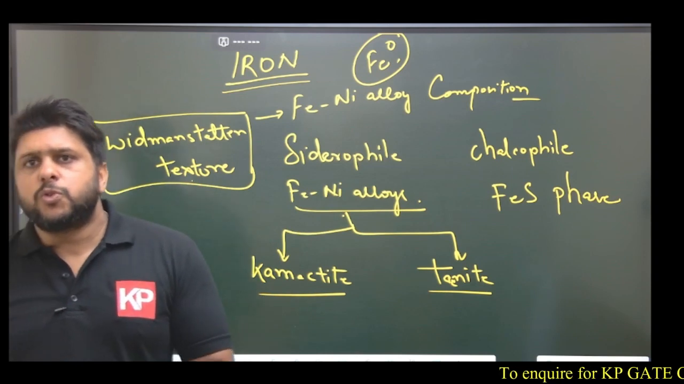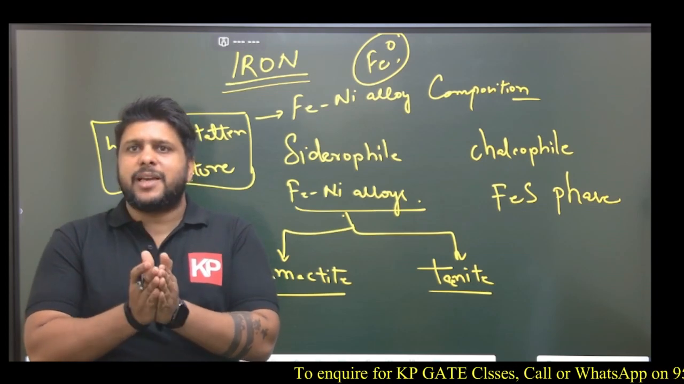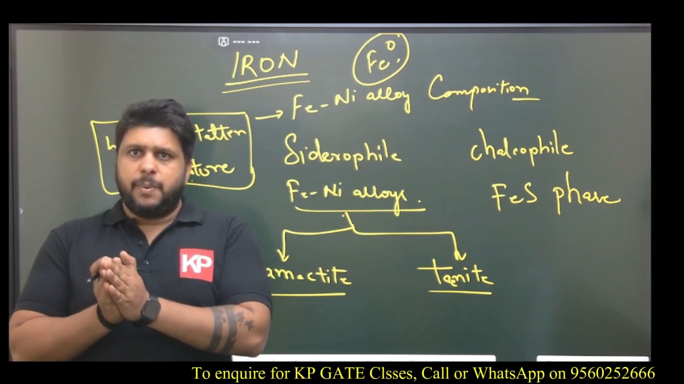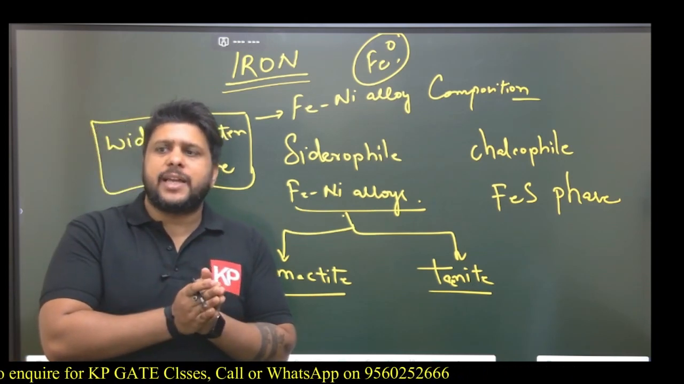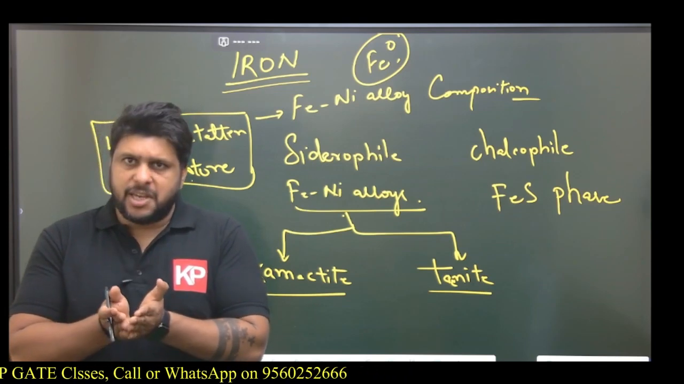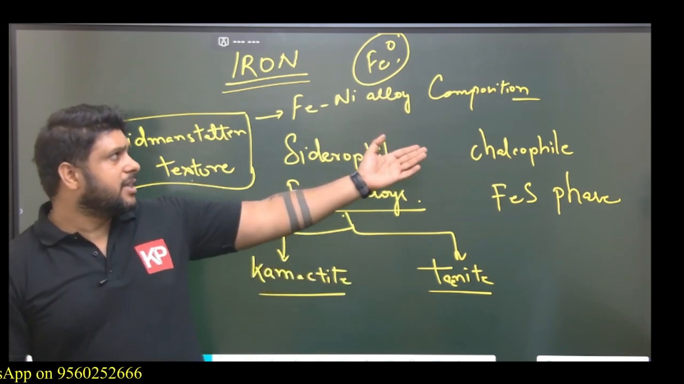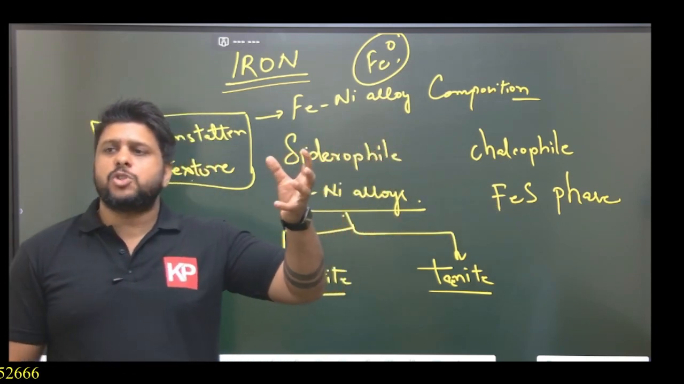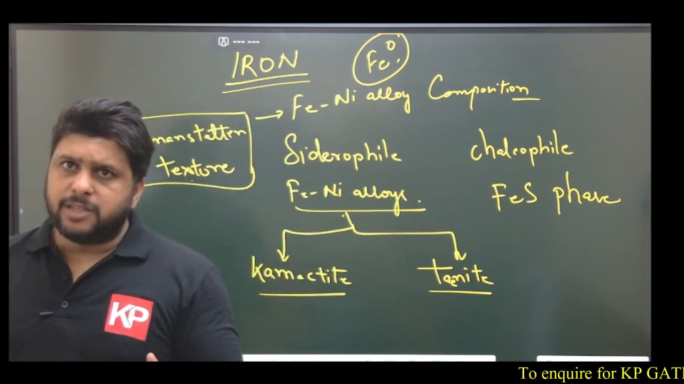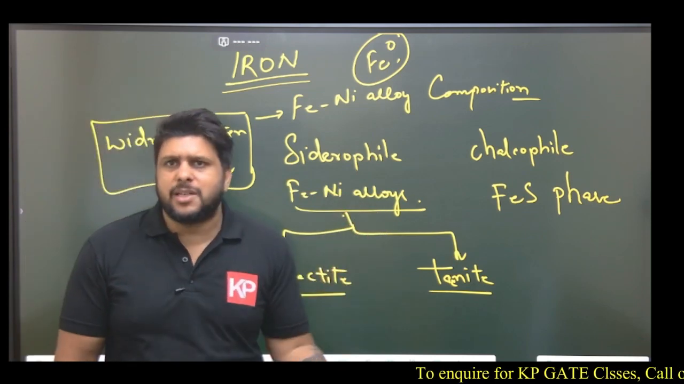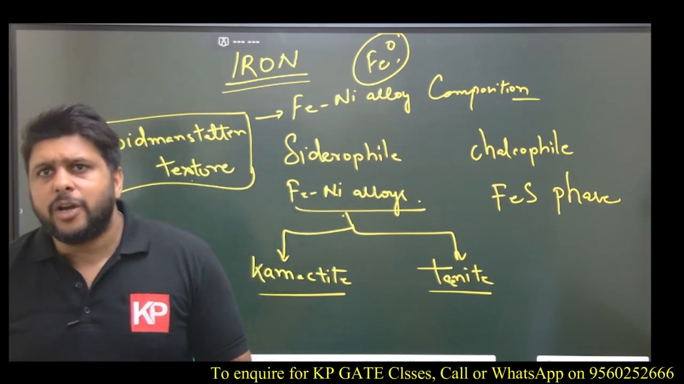Let's move towards the stony irons. As the name suggests, they have two types of parts: one is stony and the other is iron. By stony I mean it has silicate segregation, so basically lithophile elements in it. By iron you can say that it has siderophile and chalcophile elements. So stony irons are mixtures of stony as well as iron meteorites. Since they have the iron part, they are again differentiated, so they are not of importance to us.